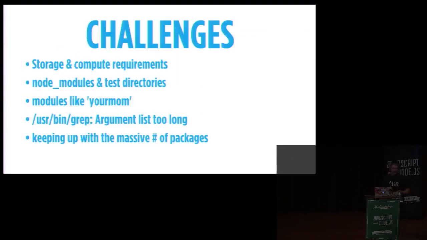So some of the challenges you have to deal with is storage requirements. It's like 500 gigabytes on disk. There's 1.2 million plus tarballs in NPM, right? Like that's a challenge in and of itself. You have to deal with people checking in, like it used to be node modules in there and test directories. Modules like your mom, which is like a 200K tarball that blows up into 8 gig file. It's going to blow up your processes. You just end up blacklisting those. Argument too long.